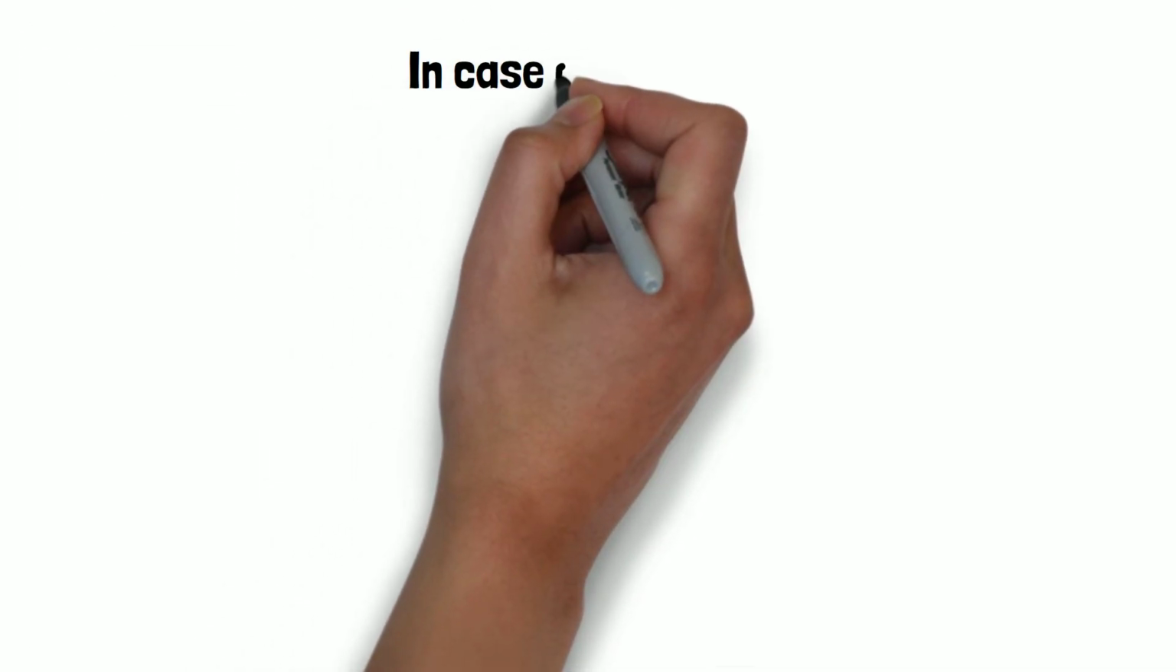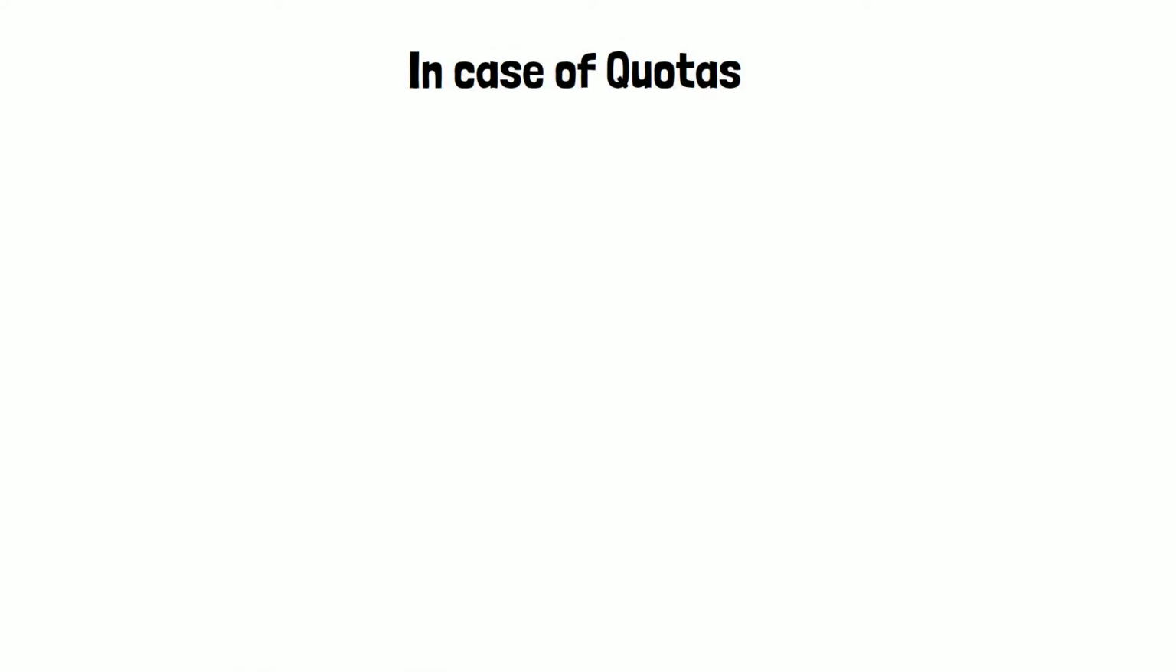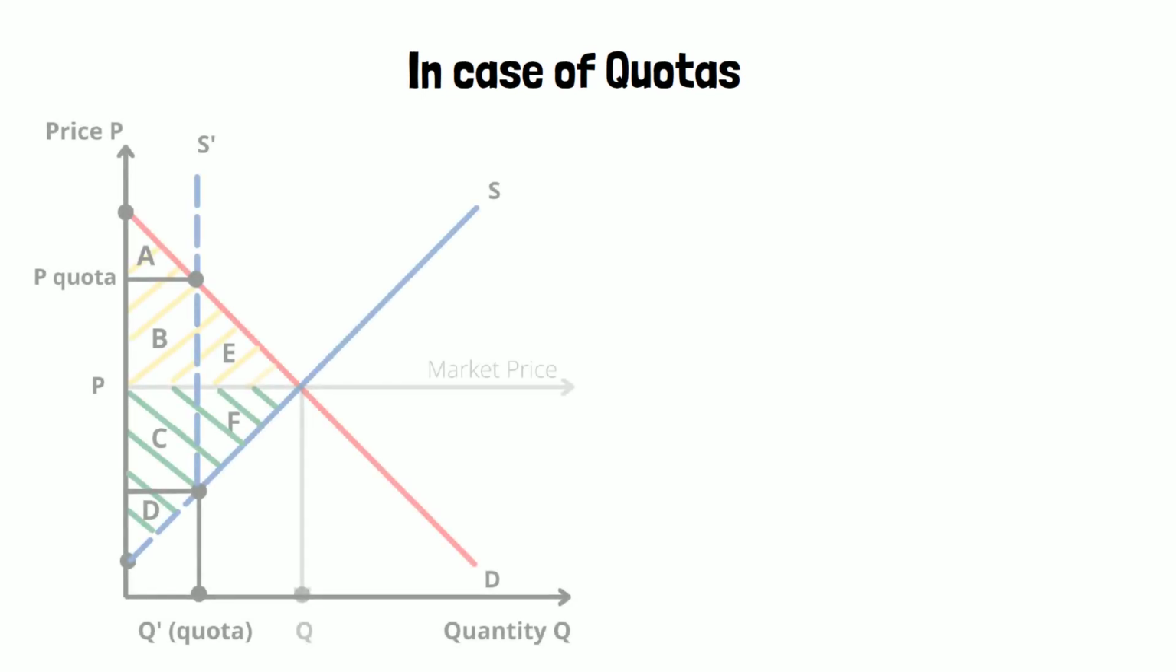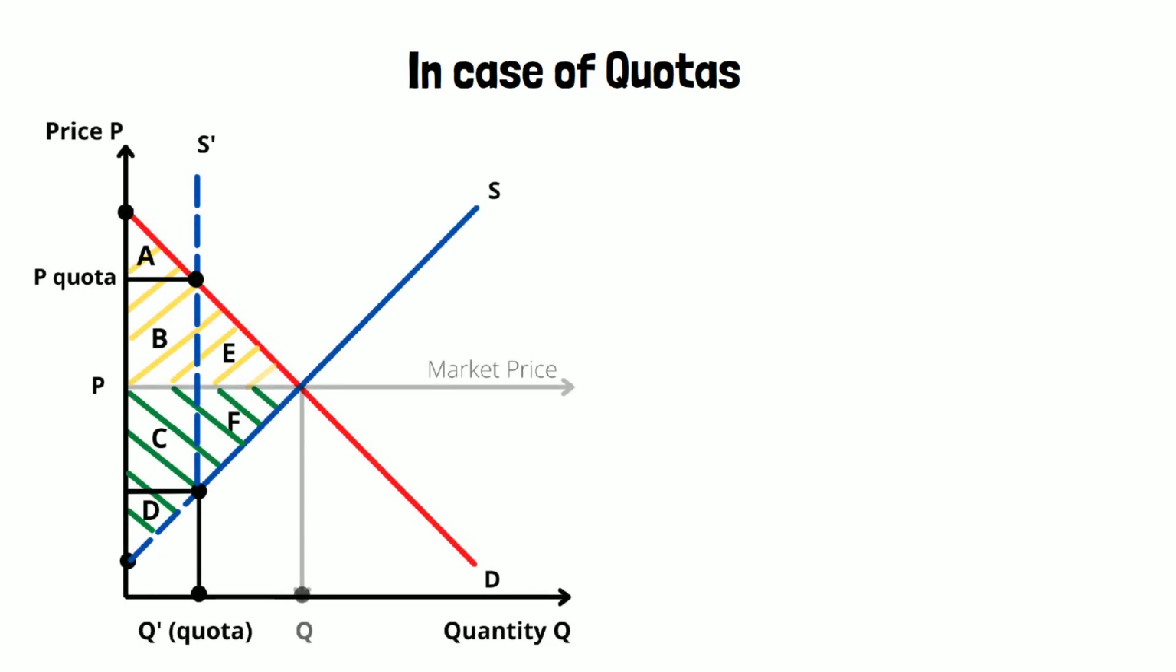The last quantity regulation we look at today are quotas. A quota is the maximum quantity of a good or service that can be traded in the market. If there is a quota, the price increases significantly and the quantity sold decreases significantly. Let's have a look at this concept graphically in the market for tomatoes. In the situation before the quota was implemented, the price of a tomato is P and the quantity sold is Q. Now the quota is implemented.